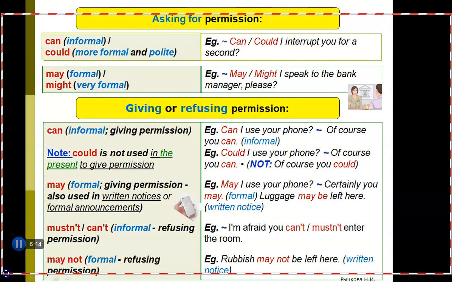May is a very formal form for asking for permission, giving or refusing permission. Can in informal form, giving permission. Could is not used in the present to give permission. May is a formal permission, giving permission. Also used in written notices.